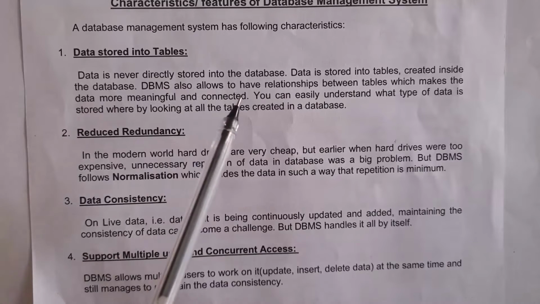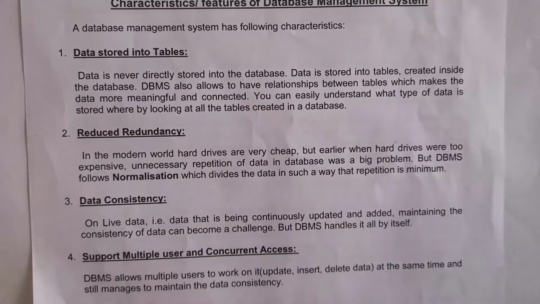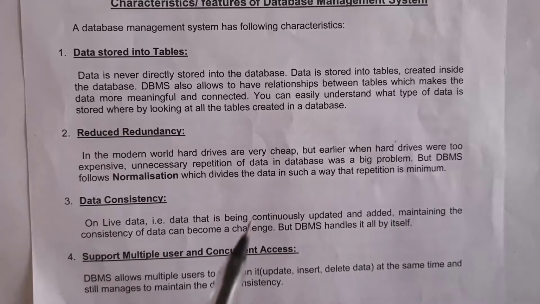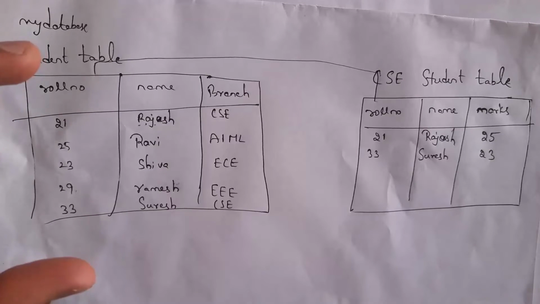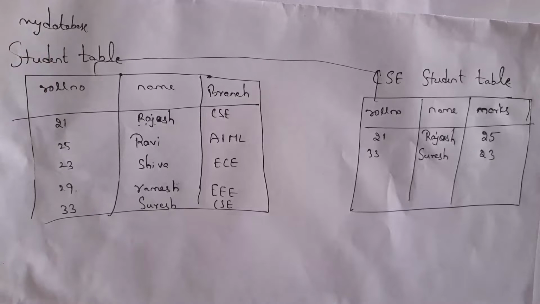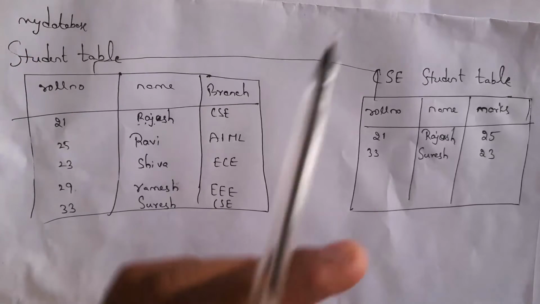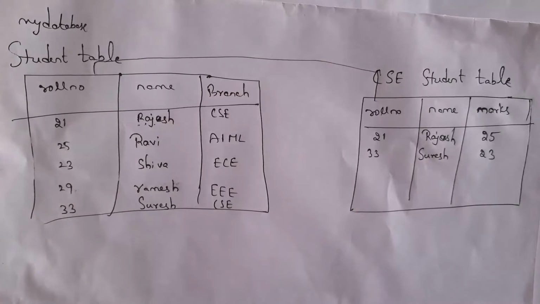DBMS also allows to have relationship between tables, which makes the data more meaningful and connected. That means, for example, let us consider there are two tables. One table is student table and next table is CSC student table, where student table contains information about all students in the college. Either student belongs to CSC or aiml or EC or EEE. This table contains details about all students, whereas CSC student table contains details about only CSC students.